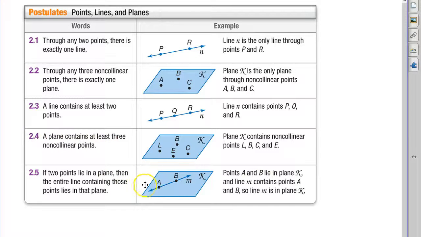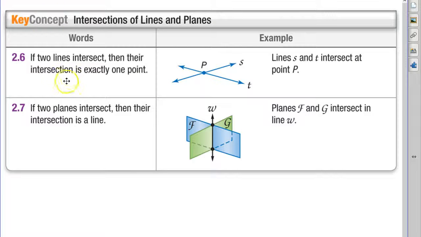And then in 2.5, if 2 points lie in a plane, then the entire line also is in that plane. 2.6, if two lines intersect, they intersect in exactly 1 point. And 2.7, if two planes intersect, then their intersection is a line.